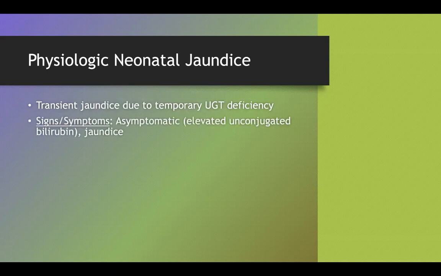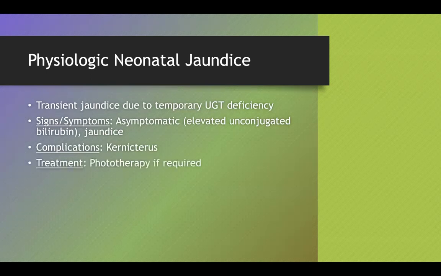And so normally speaking, you'll find this either in a newborn who's asymptomatic, where you're just giving them a normal bilirubin screen and you notice an elevated unconjugated bilirubin, or you might notice this symptomatically with jaundice. And again, a complication of having too much unconjugated bilirubin in your system will be kernicterus.